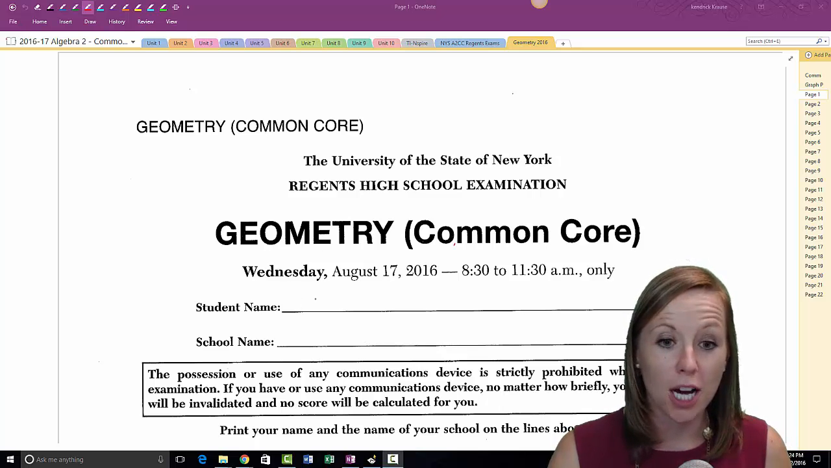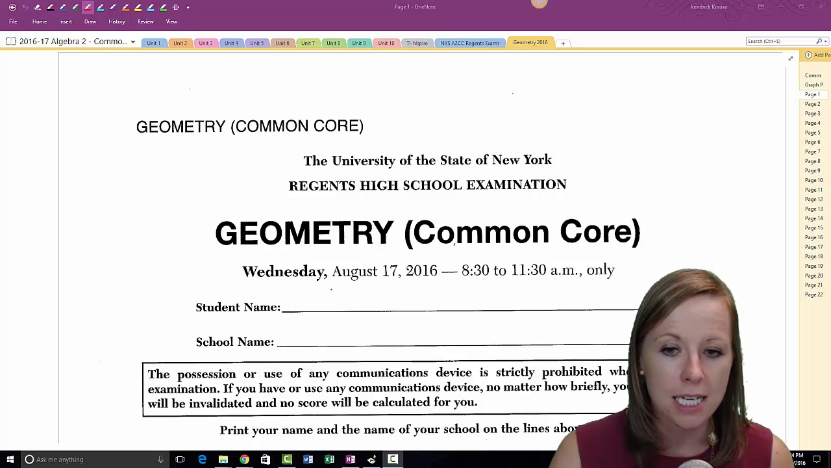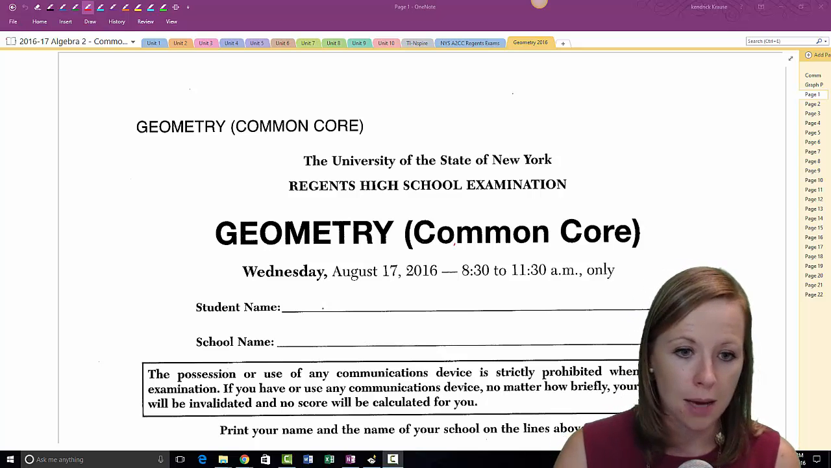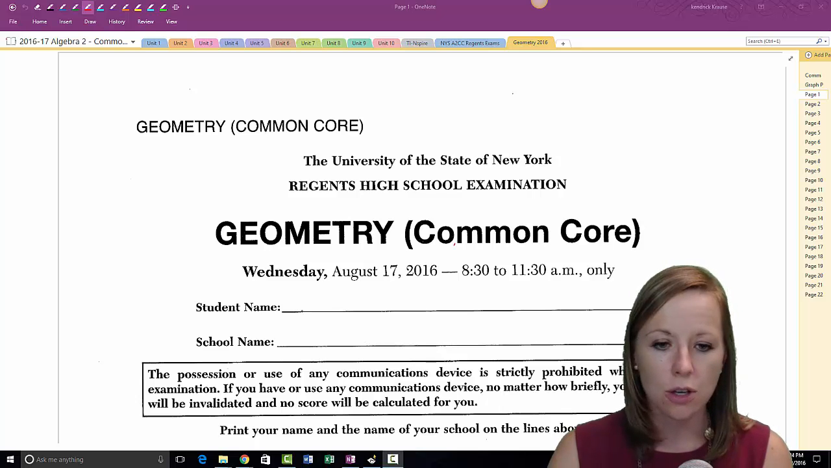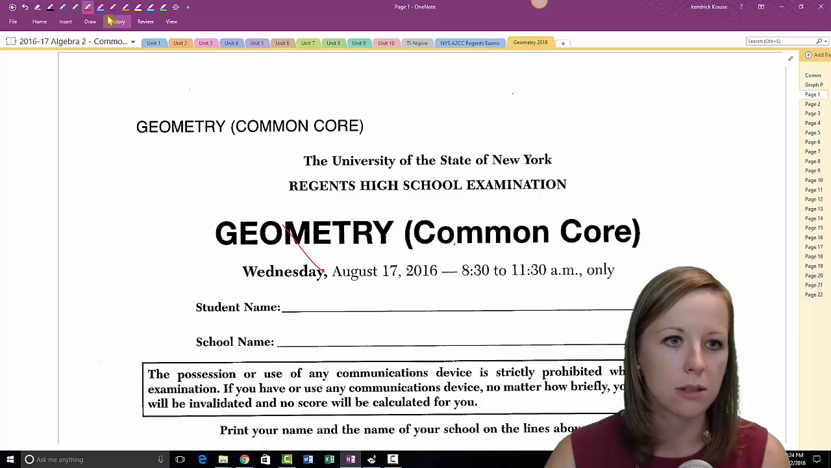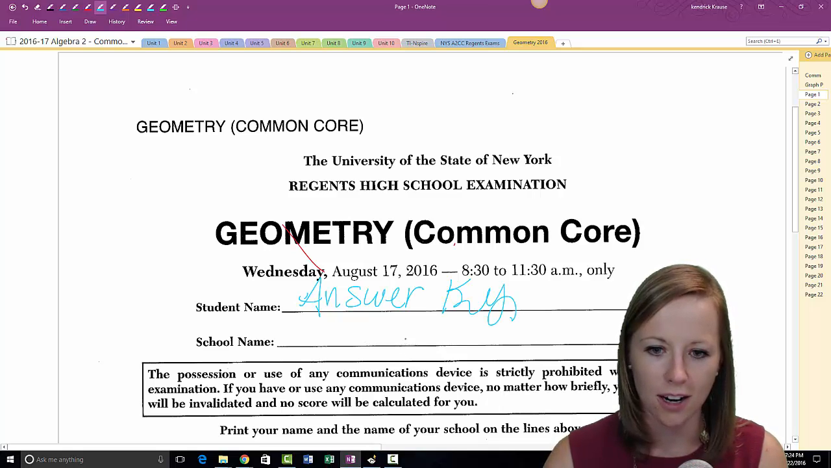Hi guys, so we're going to talk about the Geometry Common Core exam from August 2016. Hopefully I will be able to guide you through some questions that you're maybe unsure about, or if you recently took this exam and wanted to see how you did on it. So this is my answer key. Use a little blue pen here. Don't mind my handwriting, I'm getting used to this pen here.